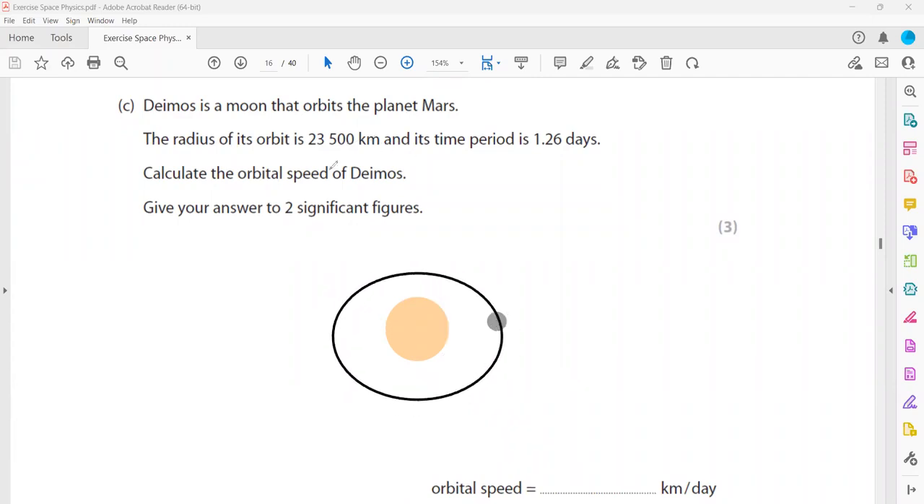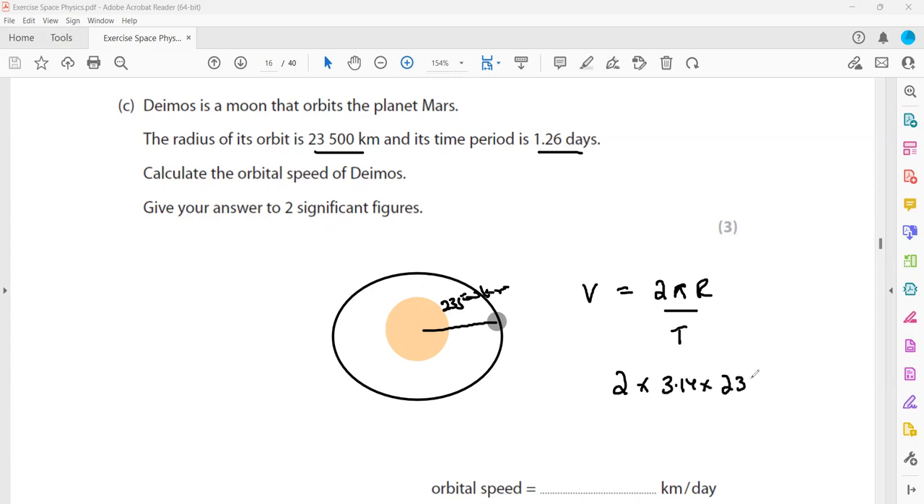and the radius is 23,500 kilometers, and the duration is 1.26 days, and we need the answer in kilometers per day, so we don't have to convert the unit. But what we have to do is work out the orbital speed. So how do we work out the orbital speed of the planets? As the planets are moving in a circular path, the distance moved in a circular path is 2 pi r divided by t. So it will be 2 times 3.14 multiplied by the orbital radius, that is 23,500, divided by the time in days, because we need kilometers per day, so it is 1.26.